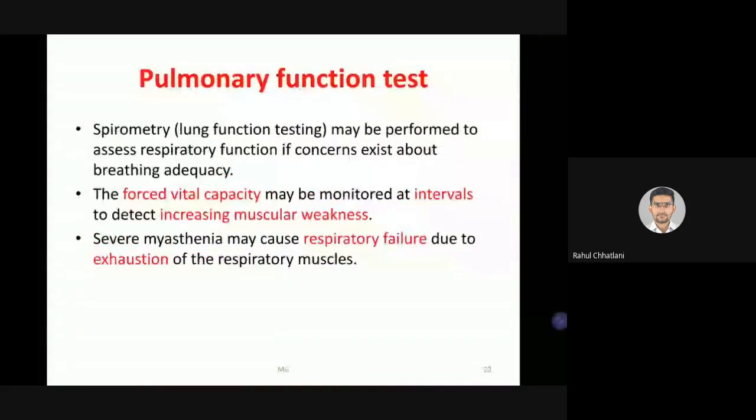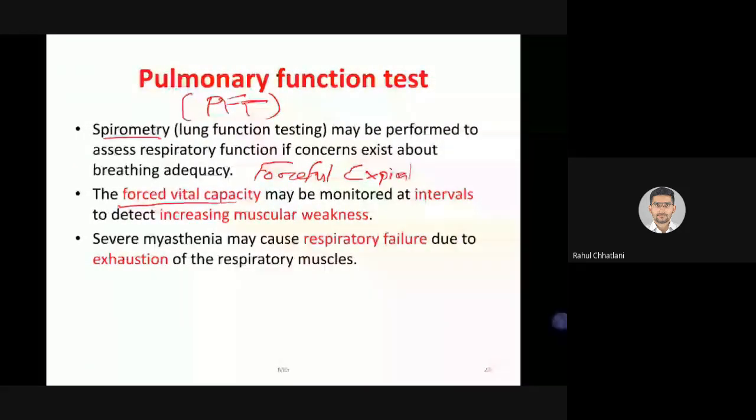Pulmonary function test can also be done, which is also termed as PFT. You might be learning it in cardiorespiratory function. So spirometry, yes, lung function testing may be performed to assess respiratory function if concerns exist about the breathing adequacy. The forced vital capacity, that is forceful expiration following a forceful inspiration. That is forced vital capacity.